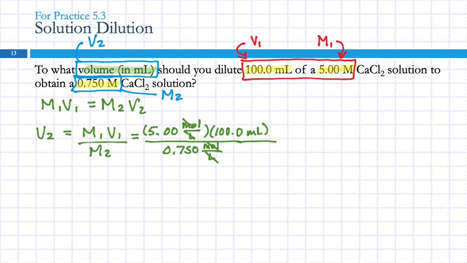So here, the answer then would be 5 times 100 divided by 0.75. So that's going to give us 666.6 repeating milliliters. How many significant figures should we report the answer to? 3. This one's got 4, but this one's 3 and that one's 3. So taking this to 3 significant figures, we avoid the 666 just barely because it rounds up to 667.